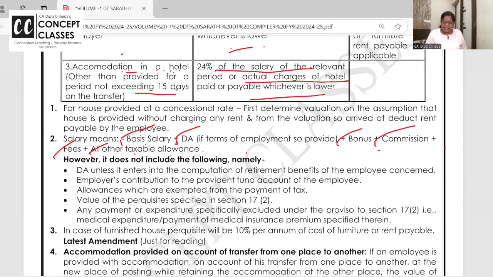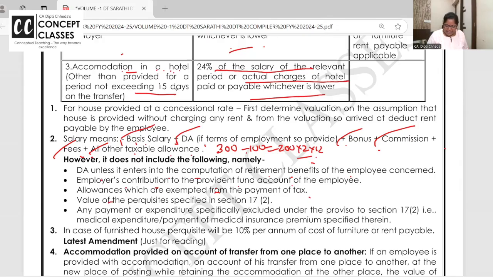Definition of salary is basic, DA, bonus, commission, fees, taxable allowance. What do you mean by taxable allowance? Children education allowance is 300. 100 is exempt. 200 into 2 into 12 is taxable. Na, wo wala part. However, it will not include DA unless it enters the retirement benefit, employees contribution to PF account.